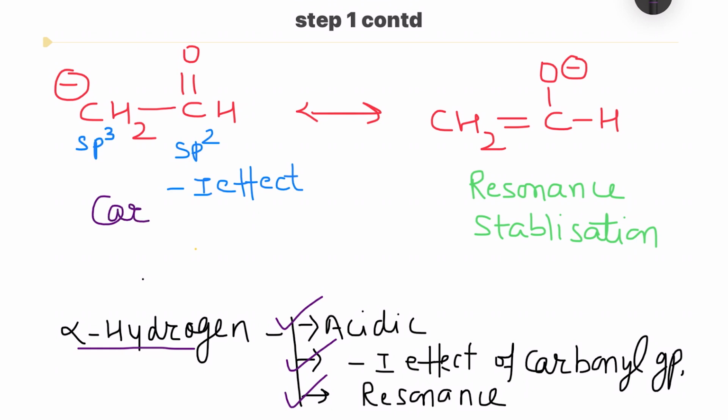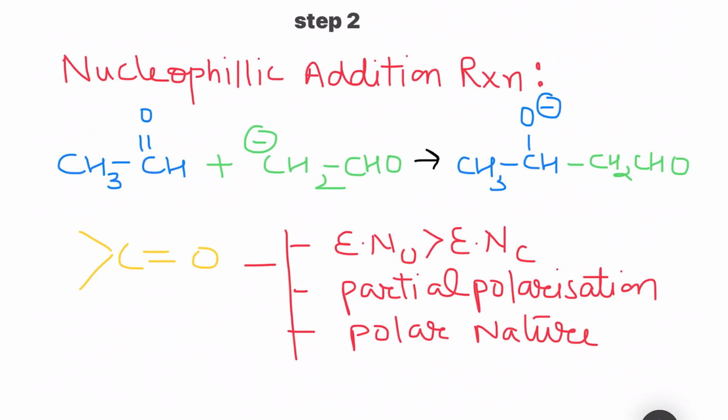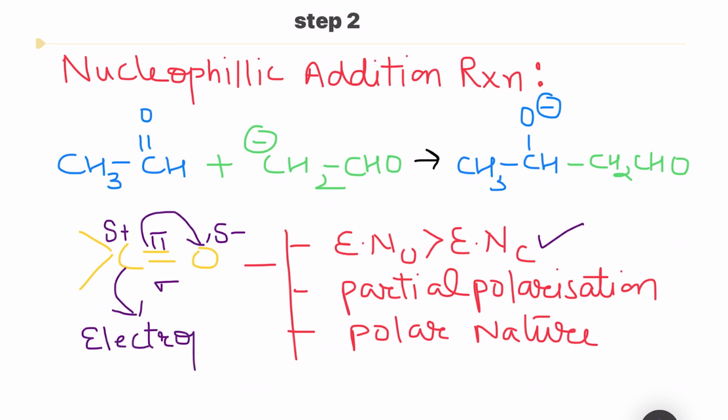This carbanion, due to the resonance, changes into enol form and gets stabilized. Oxygen being more electronegative than carbon, this results in shifting of pi electron density towards the more electronegative oxygen, which results in partial polarization of the carbonyl group, and the carbonyl carbon acts as an electrophilic center here, as it is positively charged.